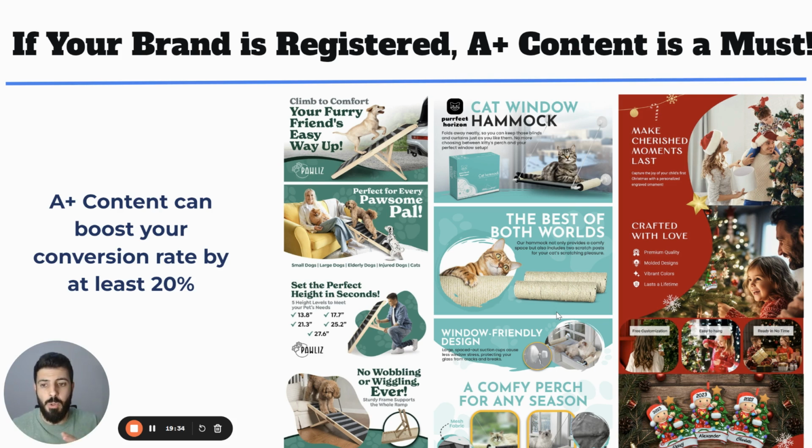We used to have more text modules, but we don't anymore for a few reasons. One, the A plus content is not indexed on Amazon, so the text that you add in those text modules is not taken into consideration by the algorithm. Some people argue otherwise, but 95% of people say that, and we've tested it as well. So that is reason number one.